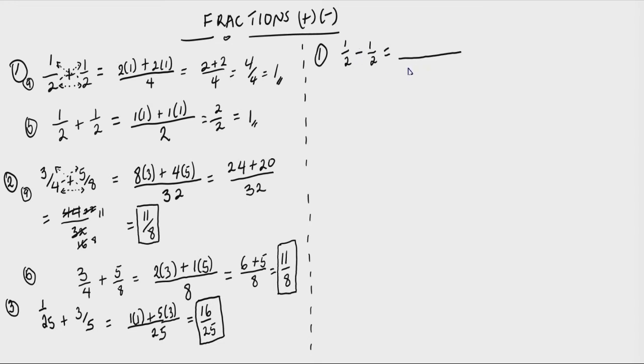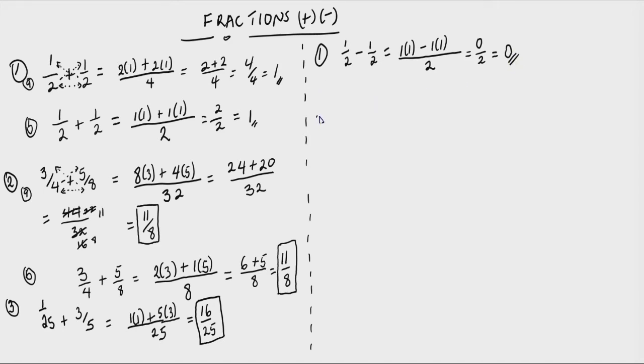So here, the lowest common multiple is 2. 2 and 2 is 1, this is 1 again. We have 0 divided by 2. And if 0 is divided by anything, it remains 0.